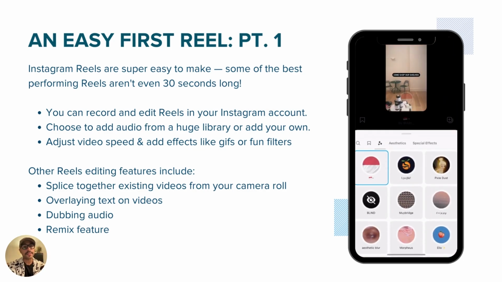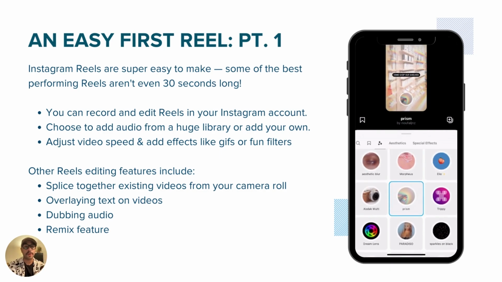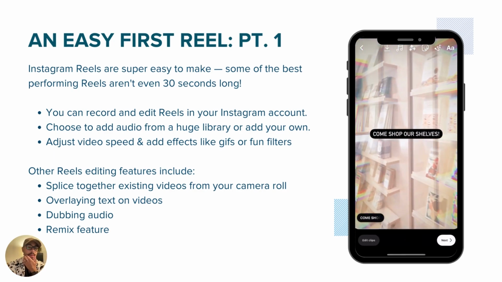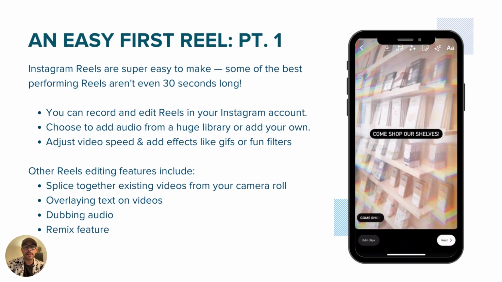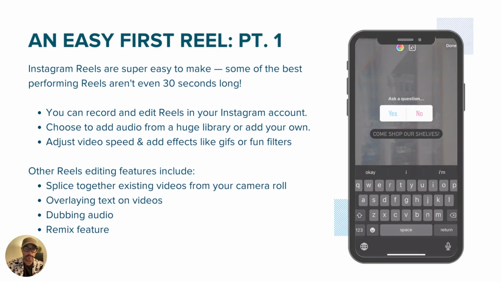And you can always go back and splice those together. You can overlay that text like I mentioned. You can dub your audio by mixing and raising and lowering volume levels, and we'll get into that in a minute, and remixing and all sorts of things. You've got so many capabilities. So this is just a really easy way to get started.